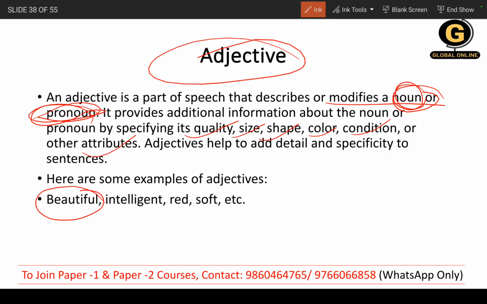For example, beautiful. If you say Chandni is beautiful, you are adding details to a noun. Chandni is a noun, right? You are saying that Chandni is beautiful, so you are adding details. Beautiful is an adjective. Also intelligent, red, as I told you about color, soft, etc. Right?